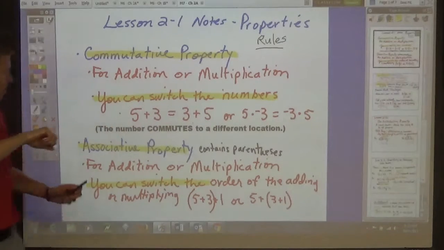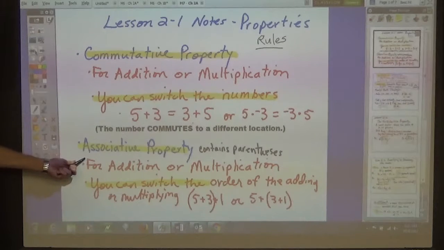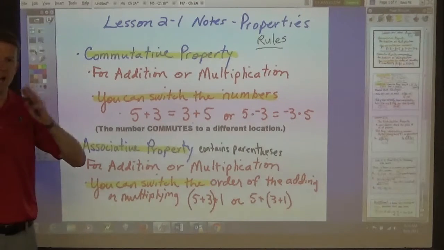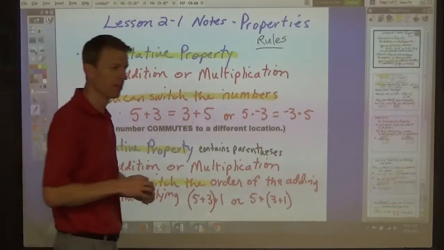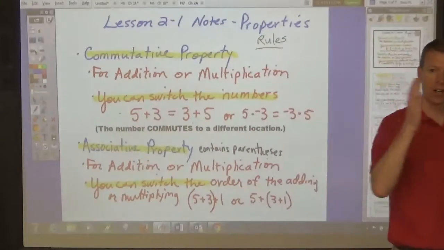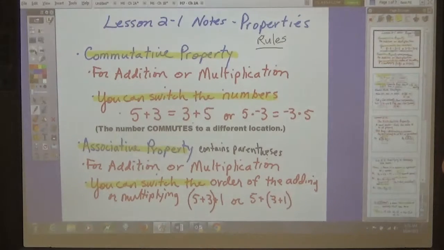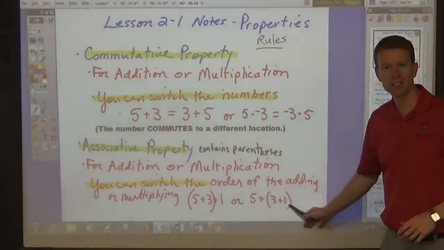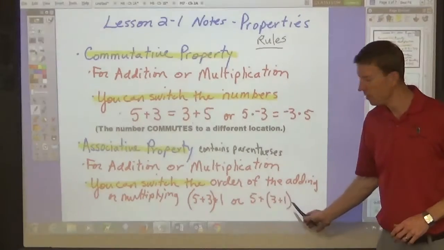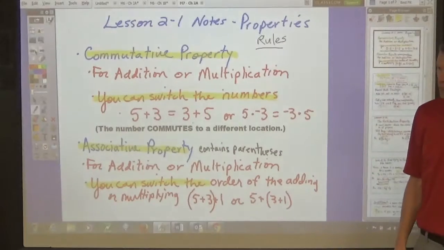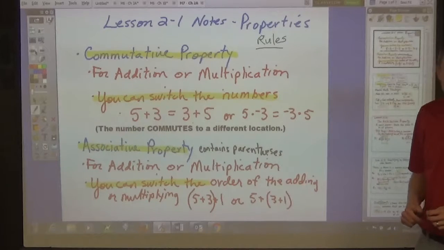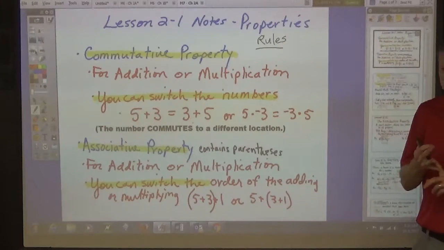Okay? The associative property always involves parentheses, because what that does is says that you can switch the order in which you add a group of numbers together. So without changing the order of the numbers, you can add the first two numbers and then the third number, or you can change the parentheses and add the second two numbers first and then the first number. That's what reassociating the numbers means, or the associative property. Again, that only works for multiplication and addition.